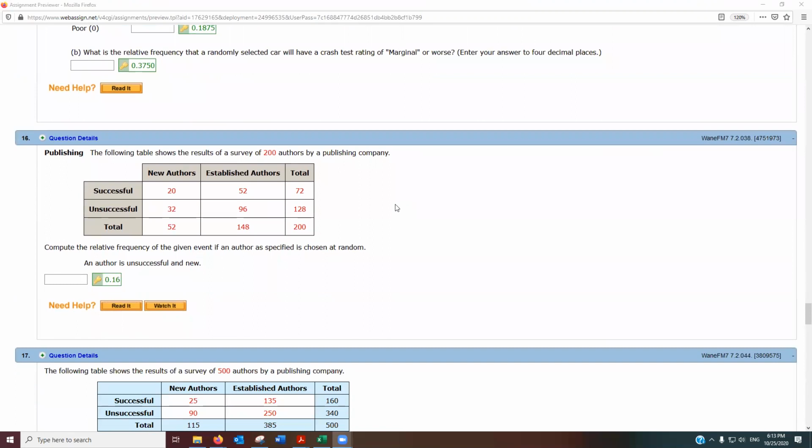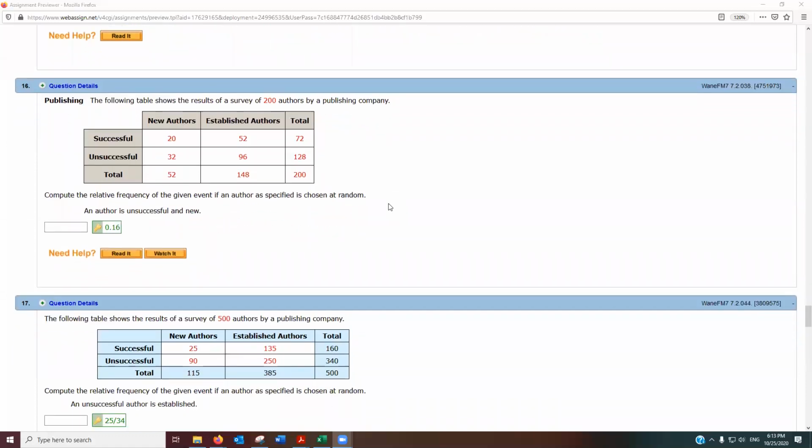Let's see here. Let's go to number 16. So here's a table, and again they're showing us successful, unsuccessful, new versus established authors. Here it says we want to know an author is unsuccessful and new. So they're asking me, what is the relative frequency for unsuccessful and new?